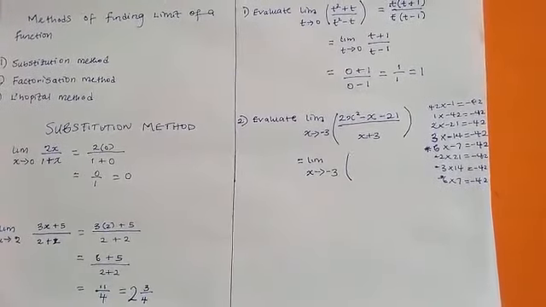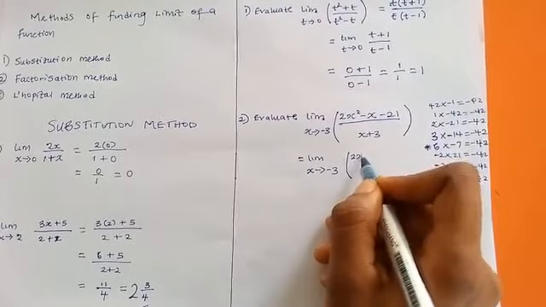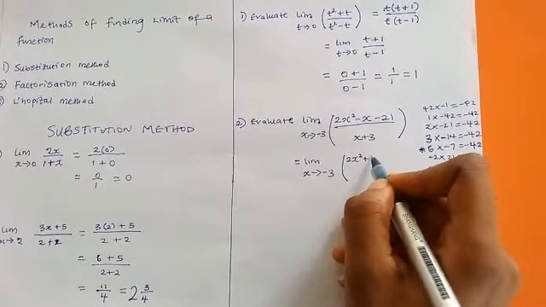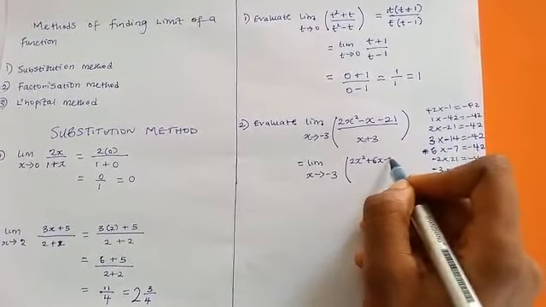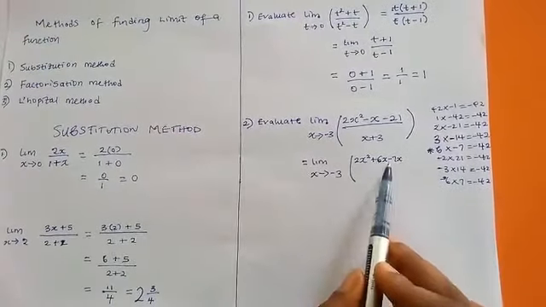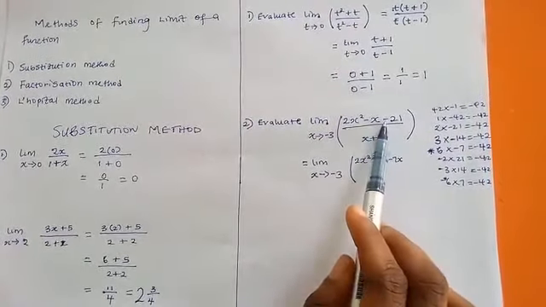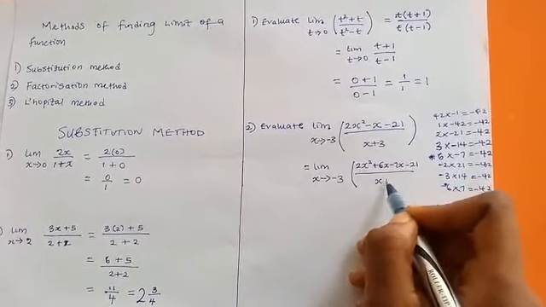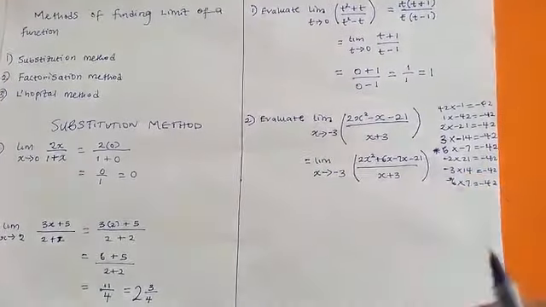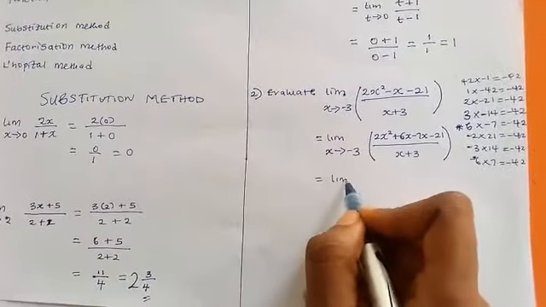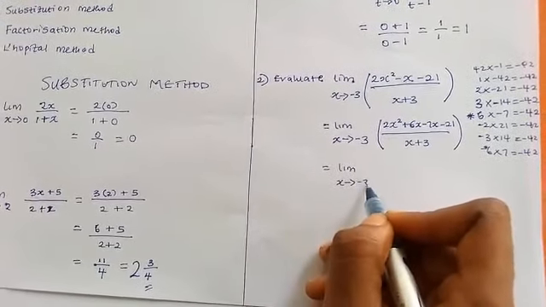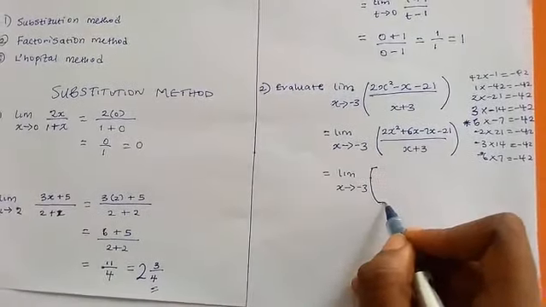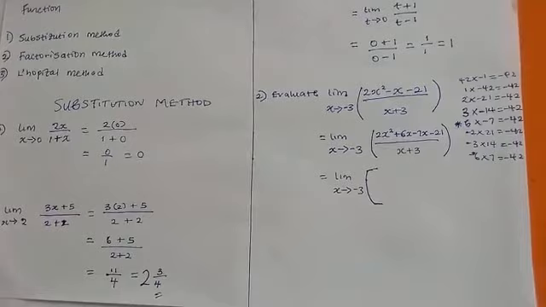So we start solving. We have 2x squared. Now, there is no negative here, so that's plus 6x minus 7x. These two things are representing this minus x. Then you have your minus 21, all over x plus 3. Okay, so we have the limit as x tends to minus 3. Now you group them. Let me use brackets. Don't mind my brackets. So we group them together.